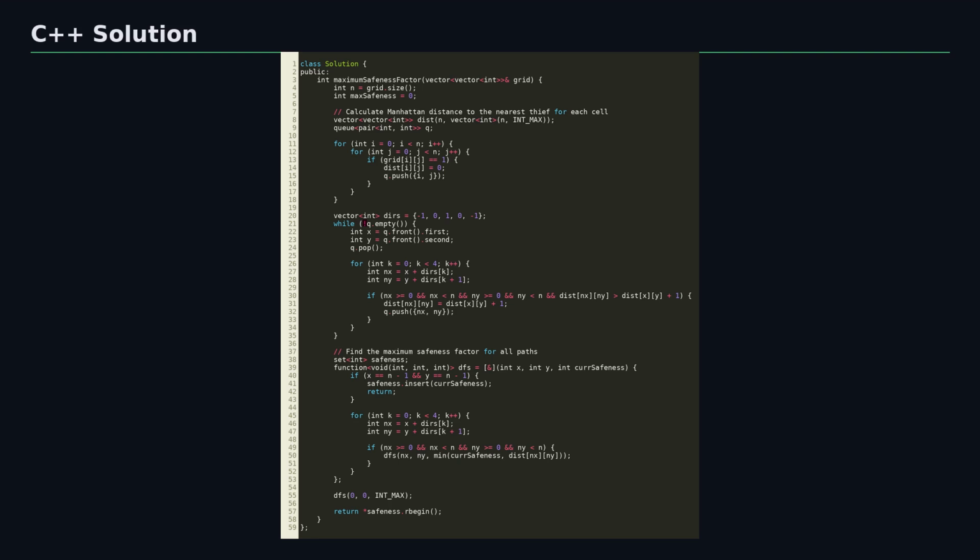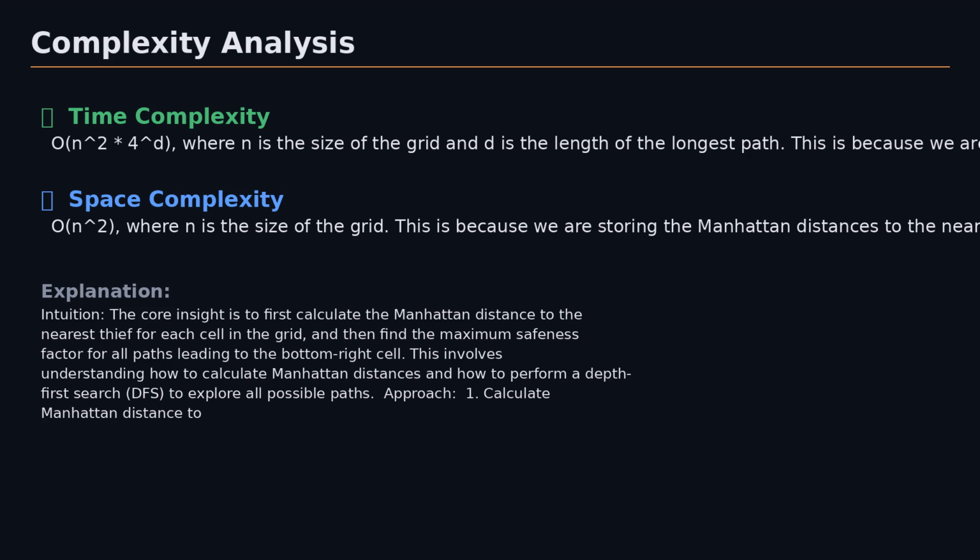We define a recursive function called DFS, which takes the current cell coordinates and the current safeness factor as input. Inside the DFS function, we check if we've reached the bottom right cell and update the safeness set accordingly. We then recursively call the DFS function for all neighboring cells, updating the current safeness factor based on the minimum distance to the nearest thief. Finally, we call the DFS function for the top left cell and return the maximum safeness factor.